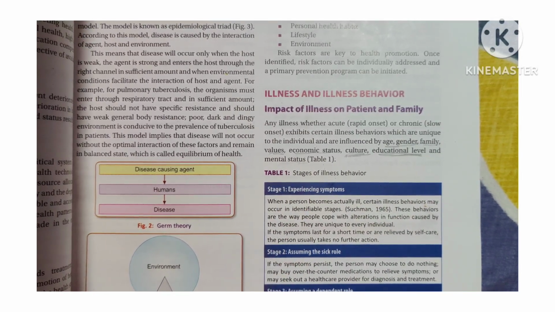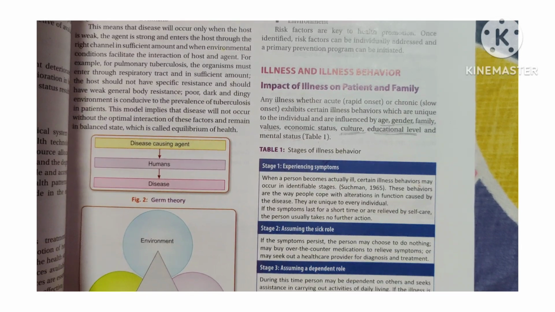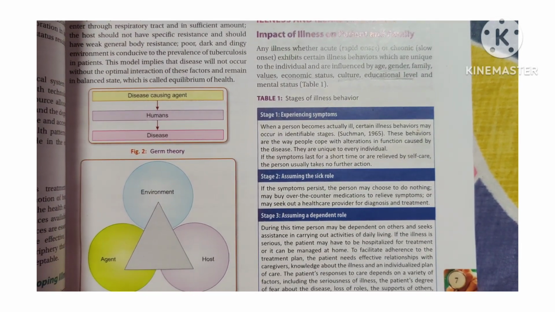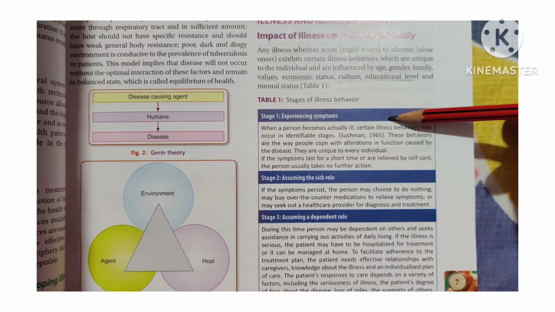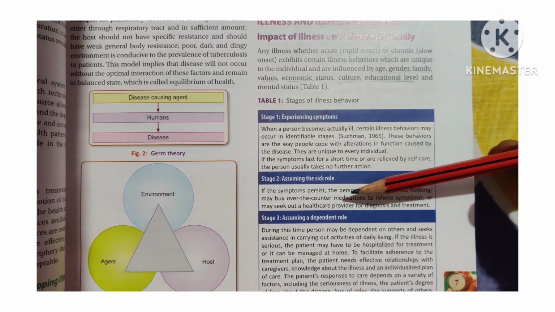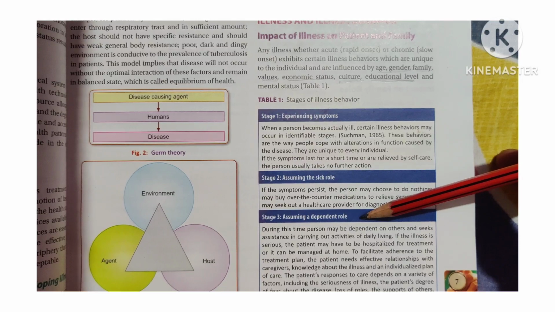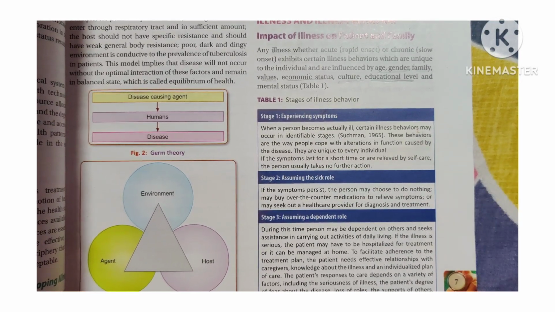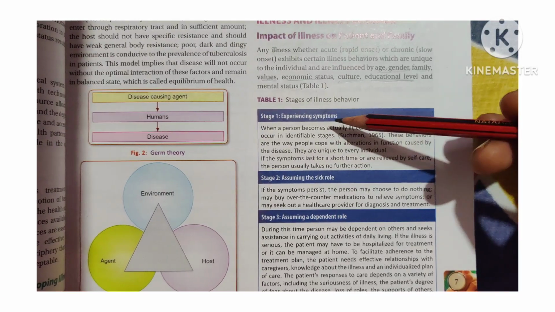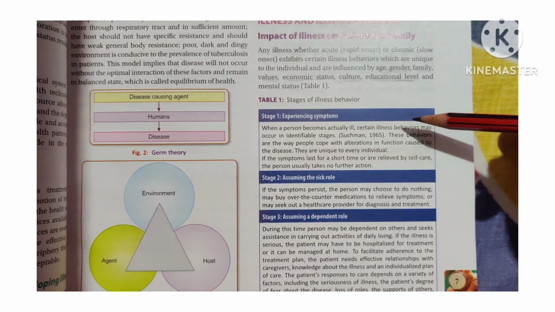There are so many stages of illness behavior, which are depicted in this table. Stage 1 is experiencing symptoms. Stage 2 is assuming the sick role. Stage 3 is assuming a dependent role. Still more stages are there; we will see them one by one. First is experiencing symptoms.